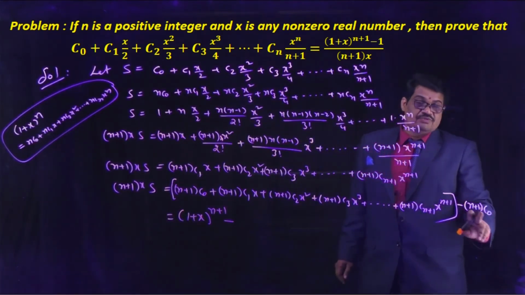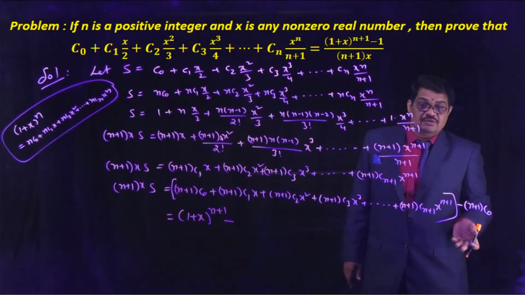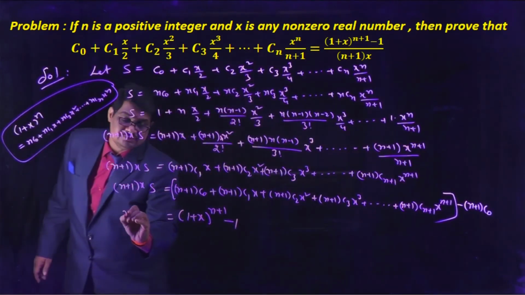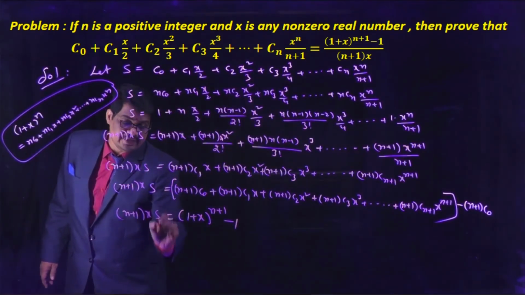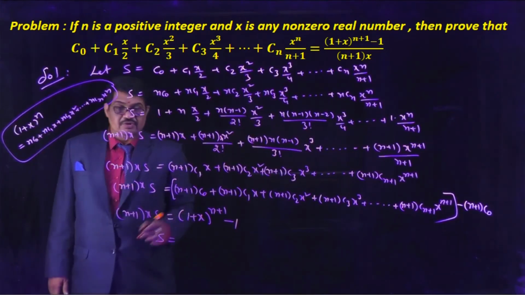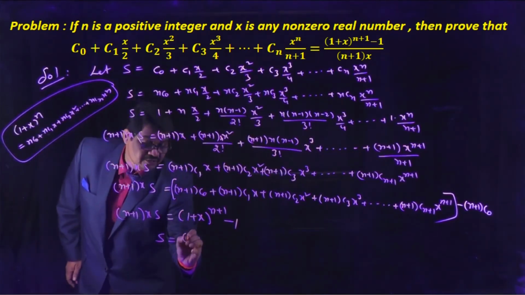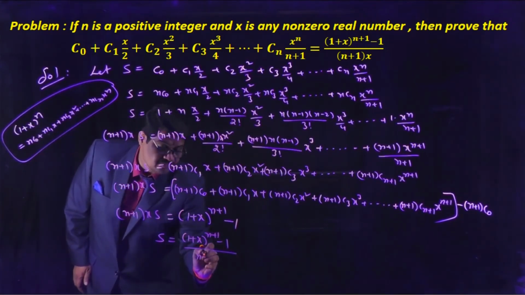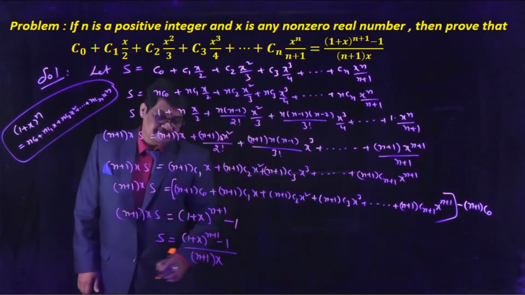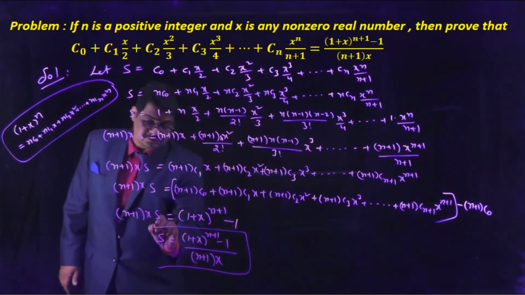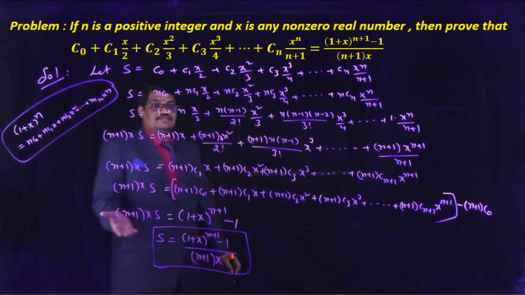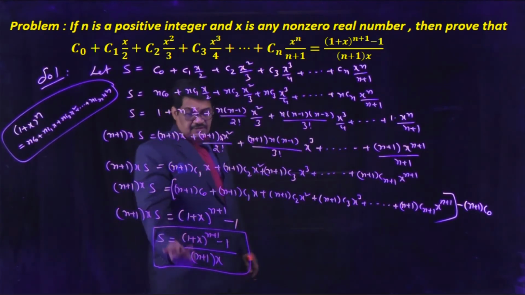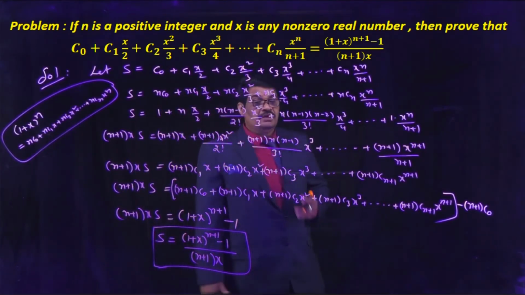Here, minus (n+1)C0. What is the value of (n+1)C0? The value is 1. Now this is (n+1)·x·S. Now (n+1)x is moving to the RHS side, then we are getting S = ((1+x)^(n+1) − 1) / ((n+1)x). So this is our result. Here S is the LHS of the result we are proving. So the LHS is ((1+x)^(n+1) − 1) / ((n+1)x).